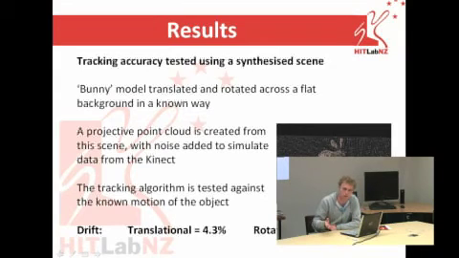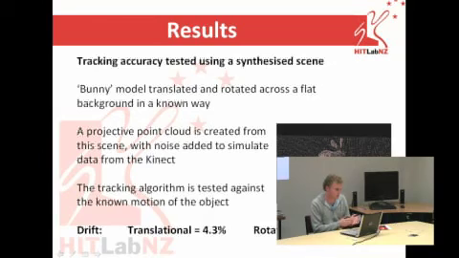I moved the bunny in a known way, so I knew how fast it was moving and how it was rotating, and I compared it to the output of my tracking. I wanted to find out how much drift my tracking had. Drift, if you don't know, is the measure of how much error accumulates over time. So a 10% drift means that for every 10 centimeters something moves, the error is out by a centimeter.